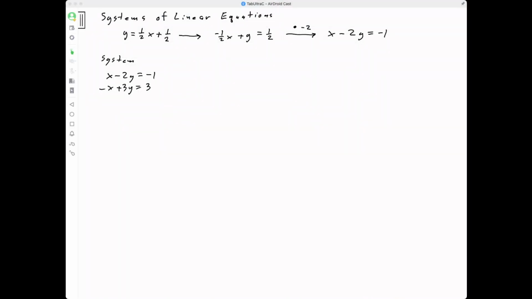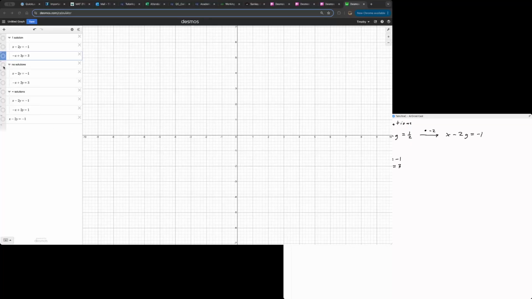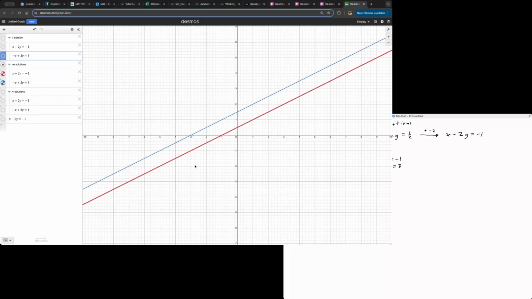But what if our system looks a little different? What if instead of that I have a system that looks like x minus 2y equals -1 and -x plus 2y equals 3? Now, if I go back and I graph that, I'm going to get these two lines. And these two lines are parallel. So they are never going to intersect, so there is no solution to this system of equations.